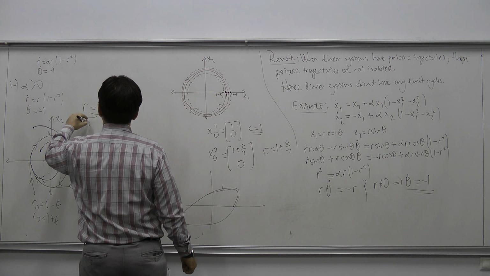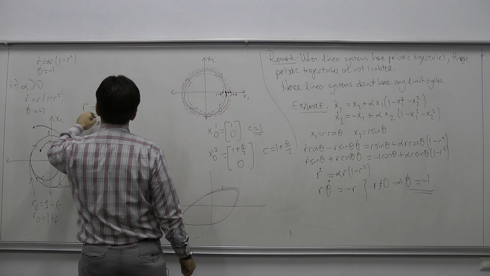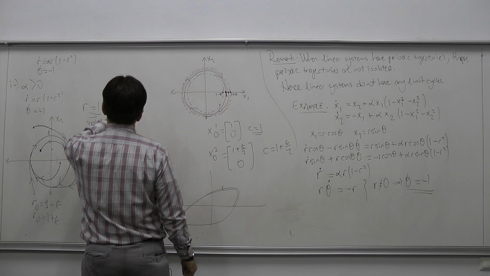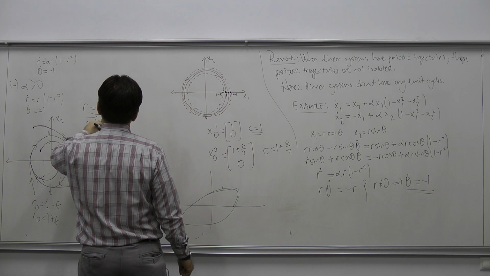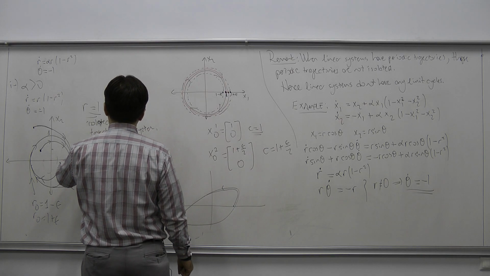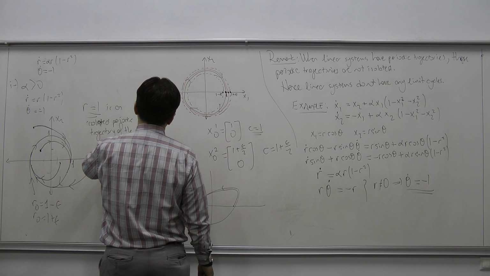An isolated periodic trajectory of the system, meaning that r equals 1 is a limit cycle.